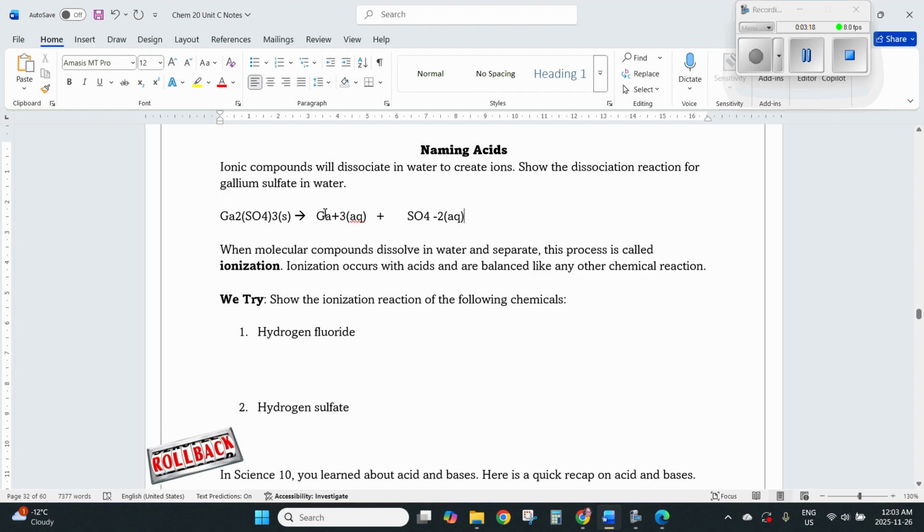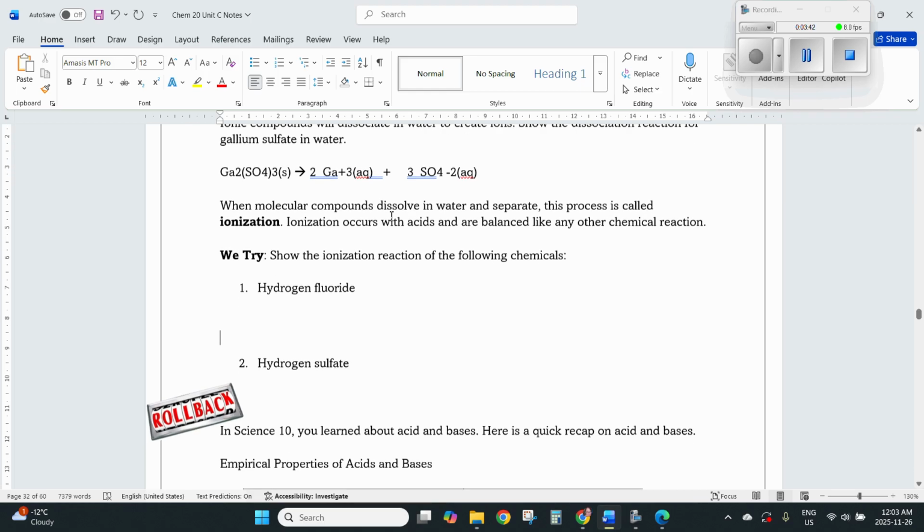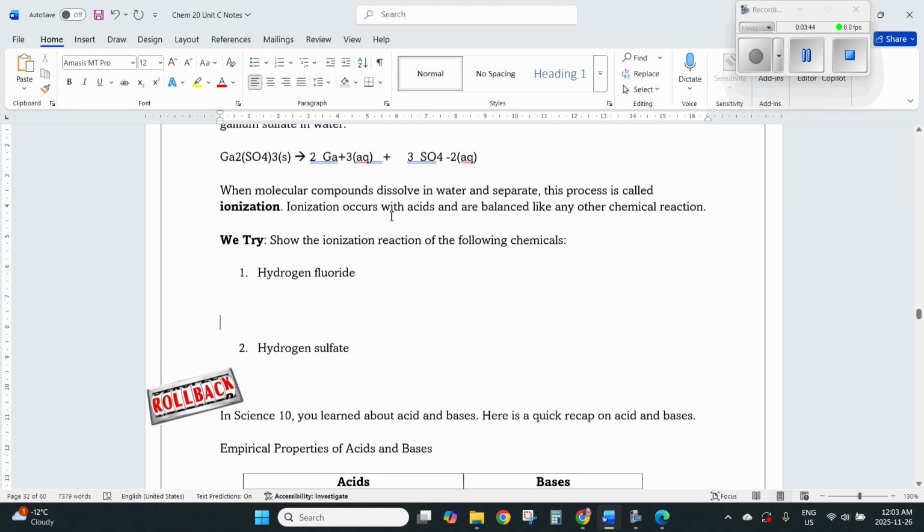Make sure it's a balanced reaction. So remember, over here we have 2 gallium and then 3 sulfate. So you need to put a 2 and a 3 to balance that reaction. And again, this is the very beginning of this unit, so it's back in the first couple of sections of your notes package. So that is ionic compounds, and that's what we've been working with in the first chapter the majority of the time.